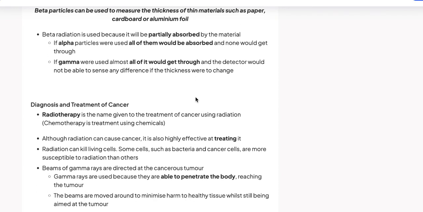Now, if we use gamma, all of it will go through the detector and the detector will not be able to sense anything. So there will be no difference between thicknesses. In this case, alpha is not good because none can pass. Gamma is not good because all can pass. So we need something in between, which is beta. We use beta particles because some of them can pass, some will be stopped, some will be absorbed.